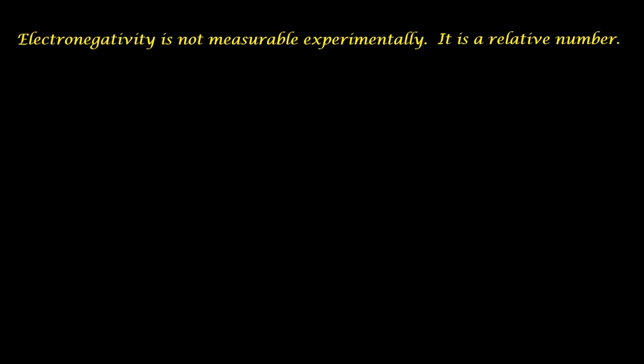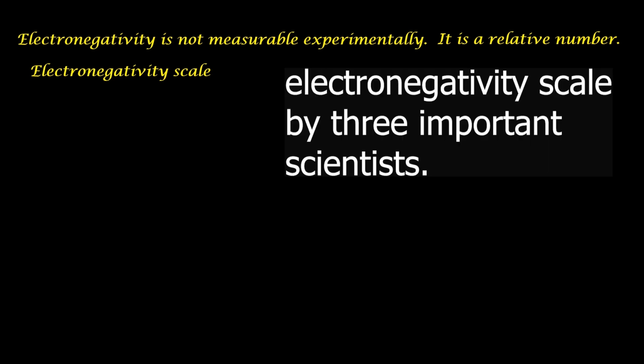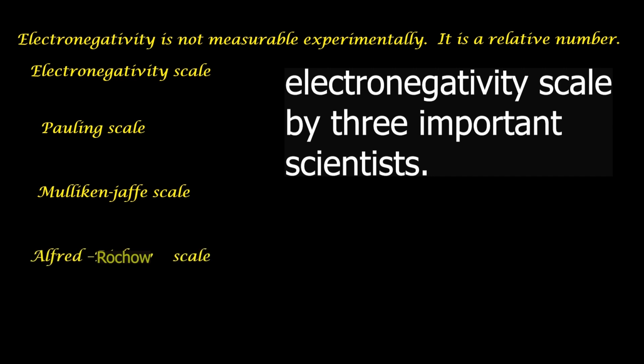Let us proceed further. We said electronegativity is not measurable experimentally and it is a relative number. What is meant by relative number? For that, we have to understand the electronegativity scale. Though a number of scientists have proposed electronegativity scales in their own methods, we will mention three important ones among them. Pauling scale, second one, Jeffy scale, third, Alfred Rochow scale.